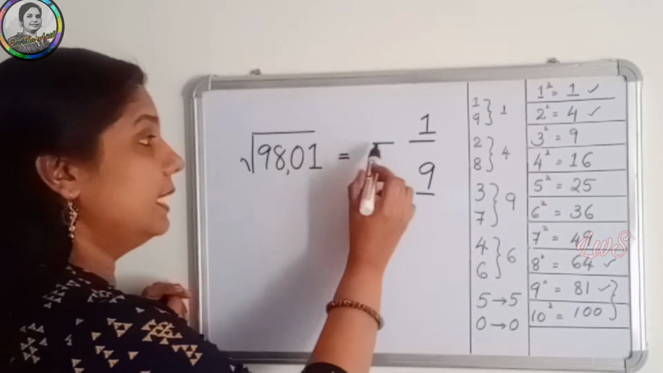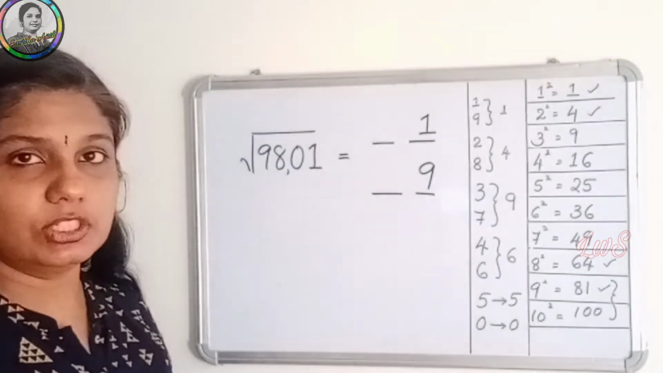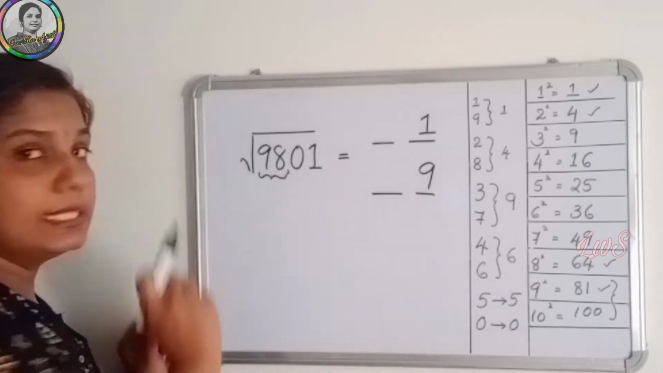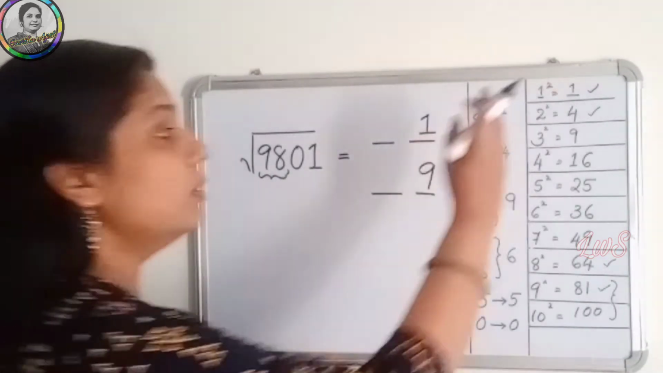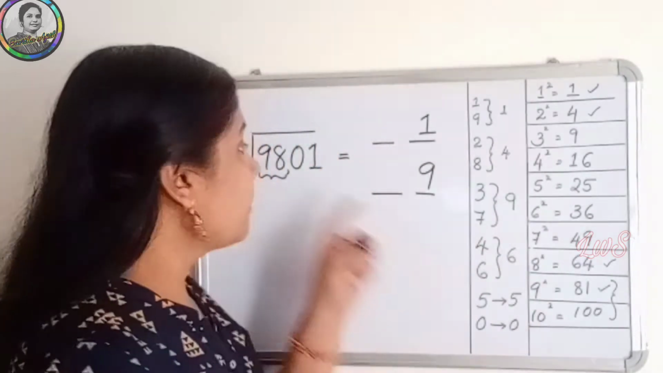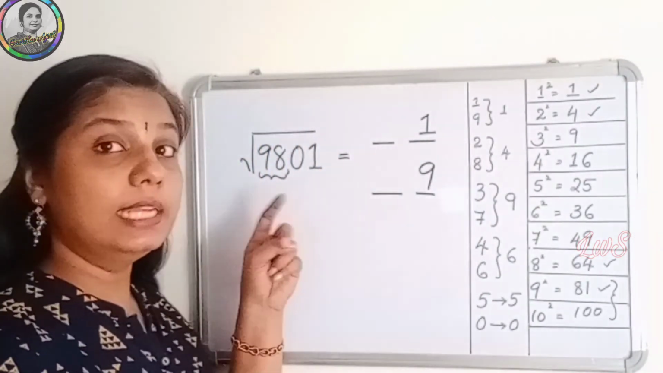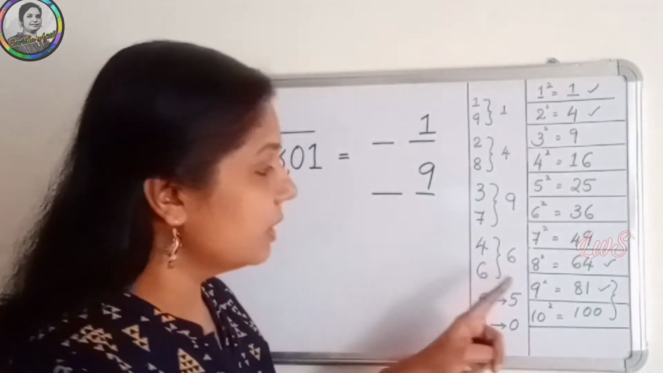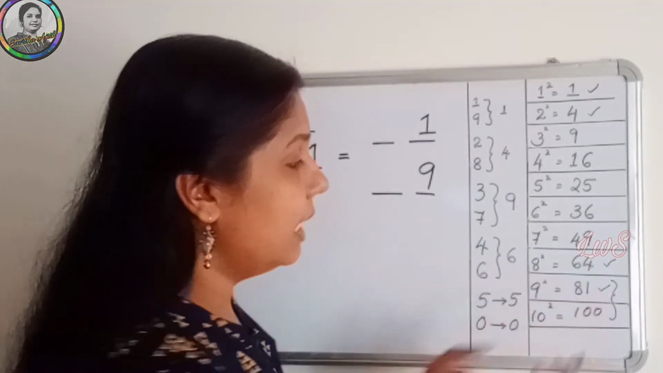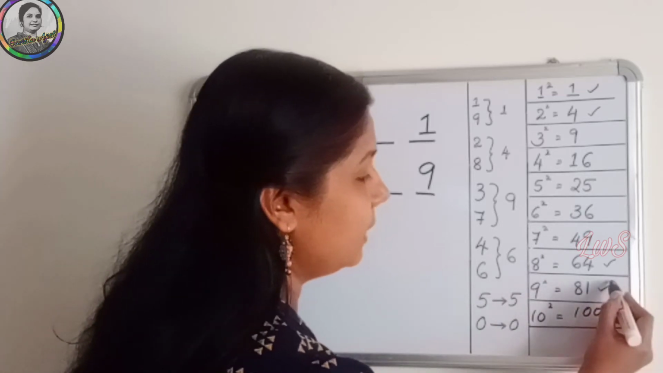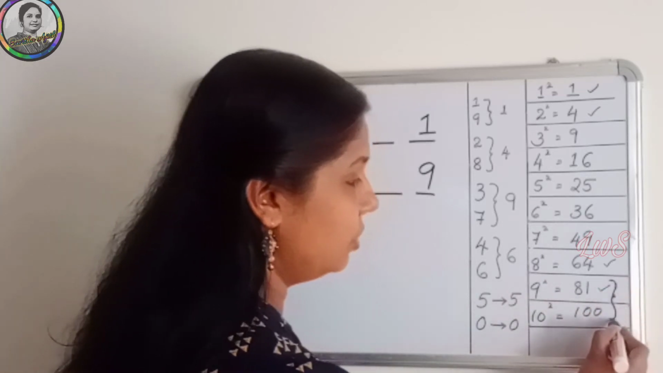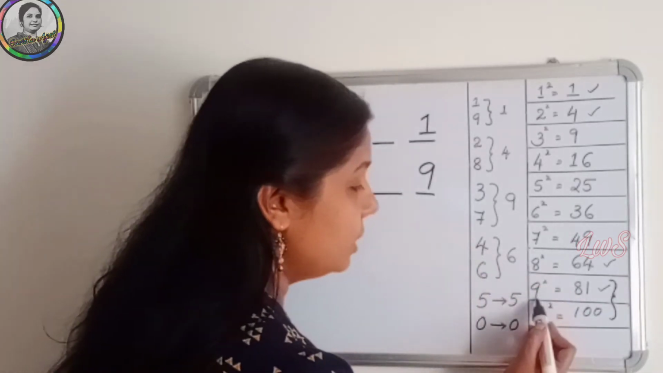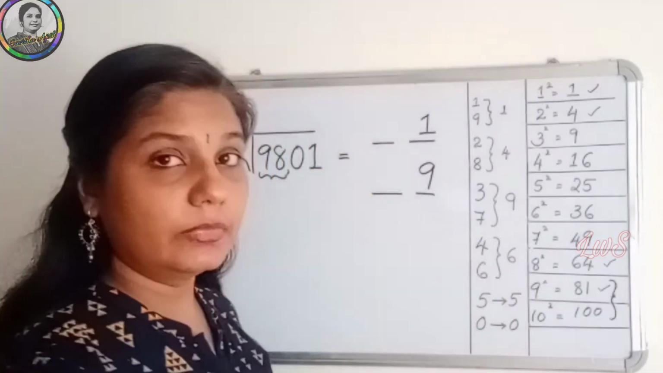Now we want to get the tens digit. For that, we look at the second group. It's 98. Now come to the table of squares. We have to check that 98 lies between the squares of which two numbers. Here 98 lies between 81 and 100. So our square root lies between 9 and 10.